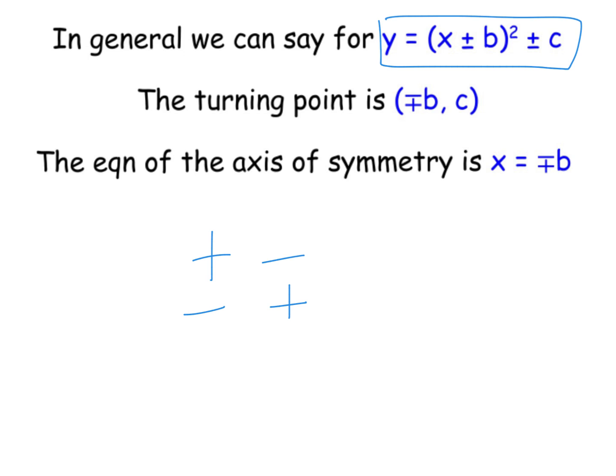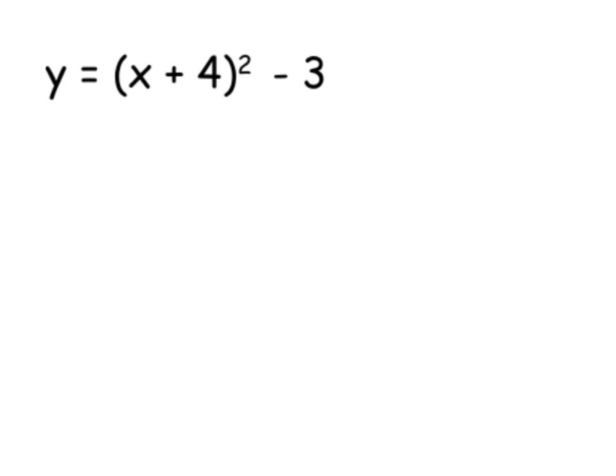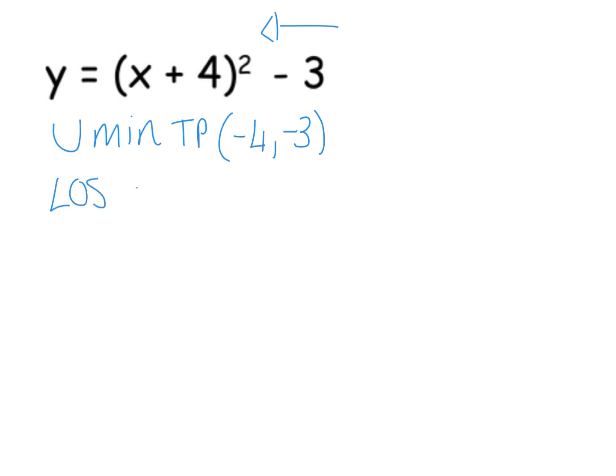So let's have a look at some examples. If I gave you this graph here and asked you for the turning point, we would say, first of all, it's a positive x squared, so we have a minimum turning point, and it would happen at plus 4, which means it's going 4 in the negative direction. So it's the opposite sign. So it goes to negative 4 and then minus 3 means it goes down 3. If we then want the line of symmetry or the equation of the axis of symmetry, it's x equals whatever you've put in here, so x equals minus 4.